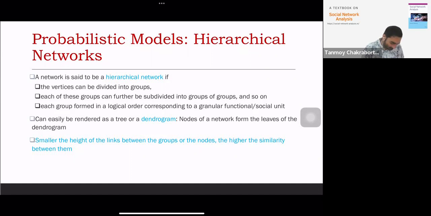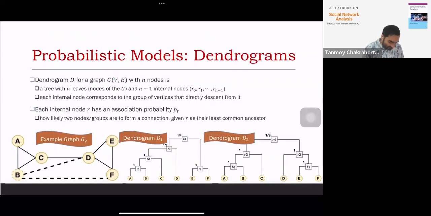So what is the goal here? As you see, if this is the network, the solid lines indicate links which have already been formed, and the broken lines are links which may form in the near future, which we'll try to predict. So what we do is that from this network we create a tree like this.